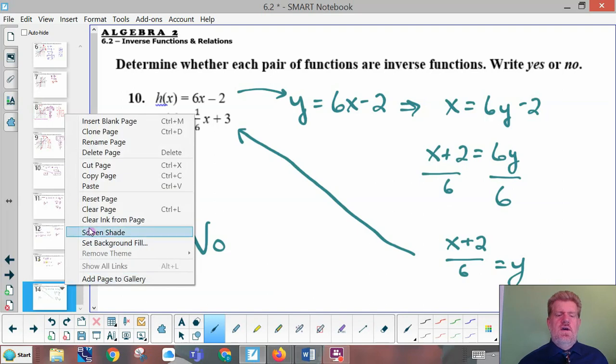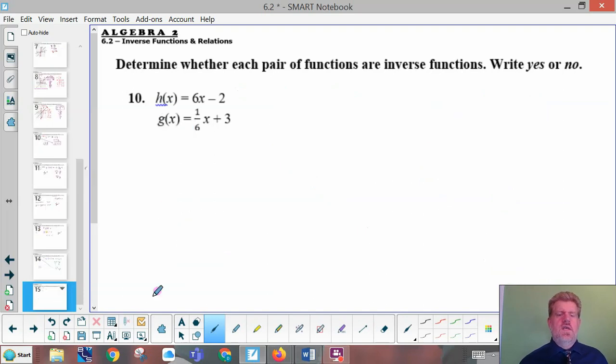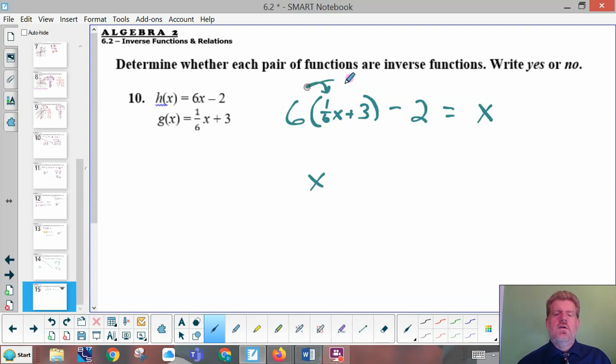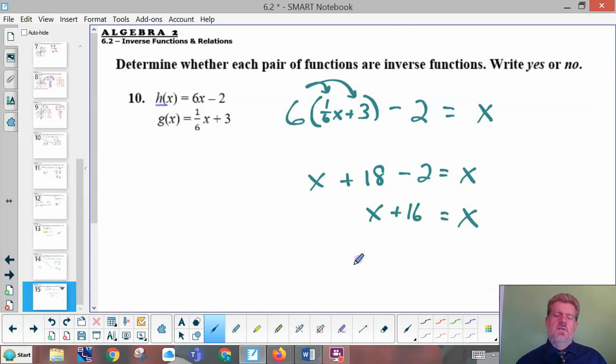But let's do it the other way and see how we get the same no. So I'm going to take 6 times something minus 2. Well, what's that something? That something is going to be the 1/6 x plus 3. Now, if it works out right, my answer should be x. So, what's 6 times 1/6? Let's distribute this through. 6 times 1/6 is 1. 6 times 3 is 18. Minus 2 equals x. Now this is x plus 16. Is this true? Can x plus 16 equal x? No.